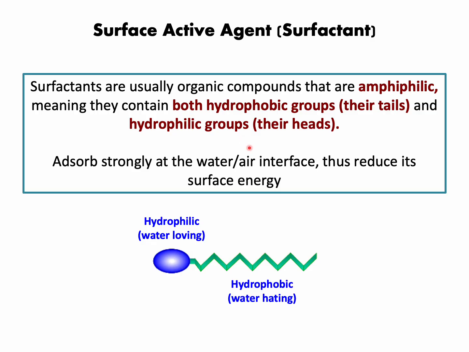At the interface, surfactants adsorb strongly, meaning they accumulate at the surface. This adsorption reduces the surface energy, which makes the system more stable and allows liquid to spread more easily. The key point to remember is that surfactants contain both water loving and water hating parts, and this dual nature allows them to adsorb at interfaces and modify surface properties. We are going to learn more about surfactants in the next chapter.